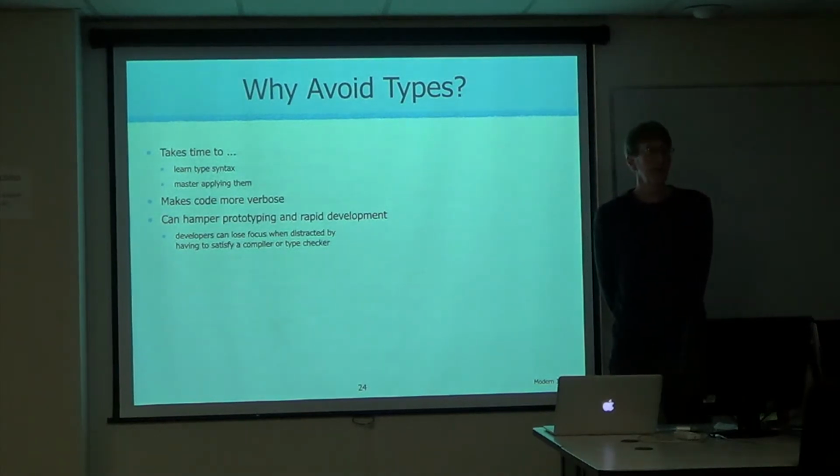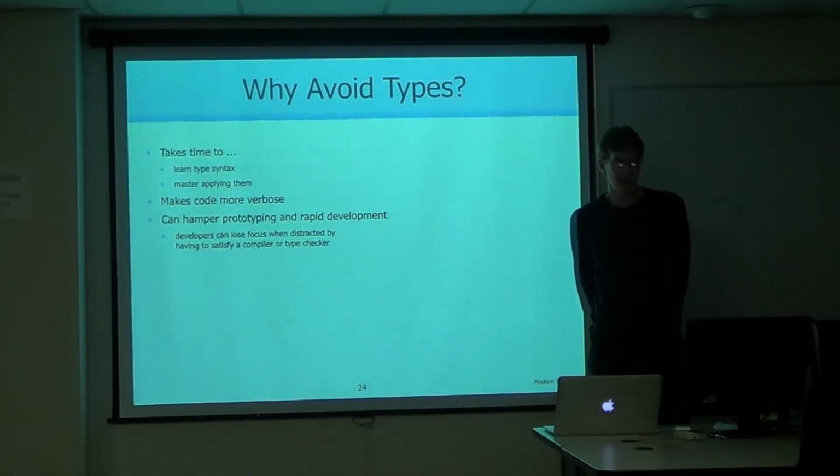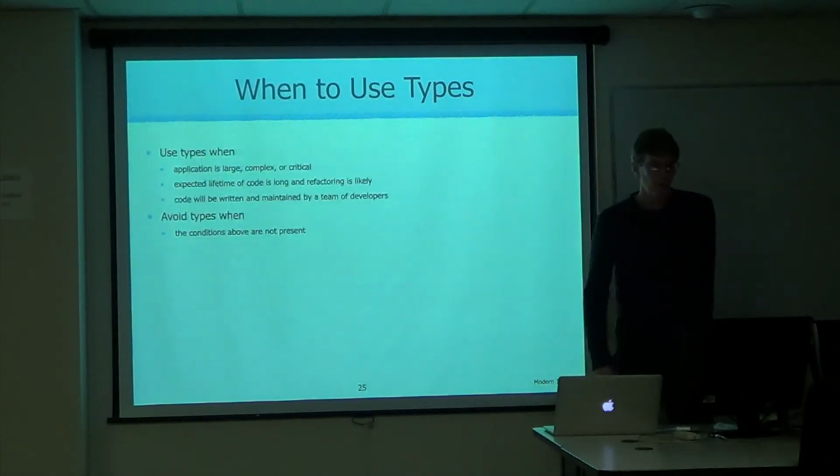It's going to take a while to master the syntax of putting these in and master being able to apply them. It also makes your code look more verbose with all that type information in there. And if you're trying to prototype something or develop something rapidly, it's going to slow you down. So the only reason you're doing this is for the future benefit of all the errors it's going to catch for you and how it's going to make refactoring better. But initially, it's slowing you down because of the learning curve and just having to type all that extra stuff. So with that in mind, when should you use it?